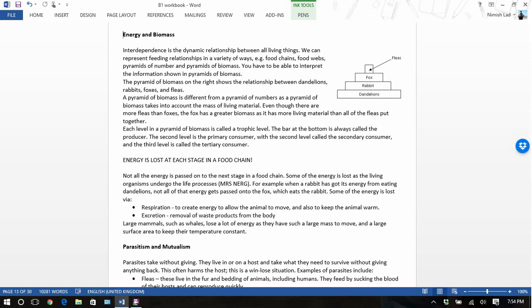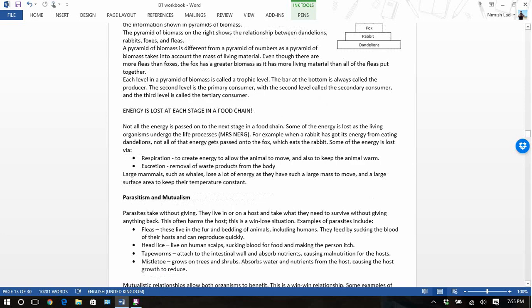Some is lost via respiration to allow the rabbit to move, but also via excretion, when it removes waste products from the body. Remember, not all of the rabbit is going to be edible as well. Some of the energy is going into bones, which you can't get out of it. Large mammals, such as whales, lose a lot of energy as they have a large mass to move and a large surface area to keep warm, essentially. So they have a large surface area to keep a constant temperature.